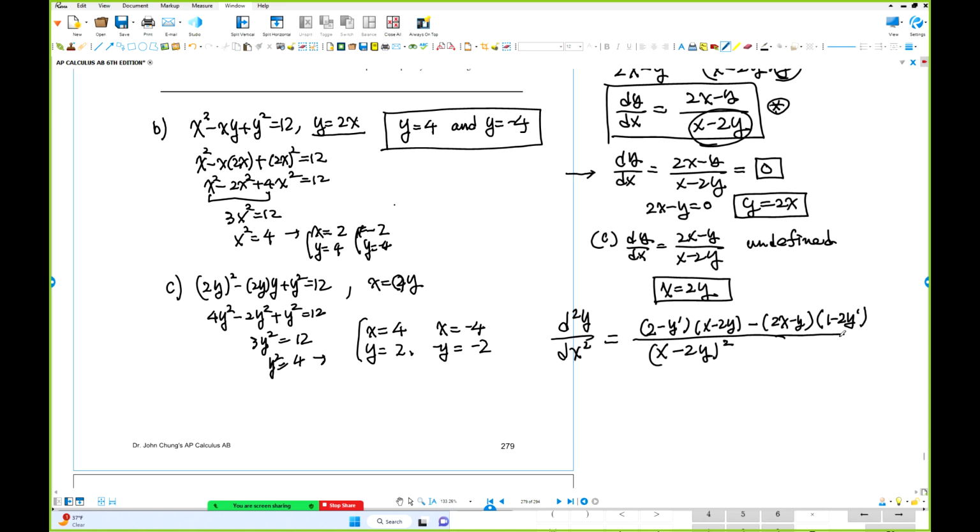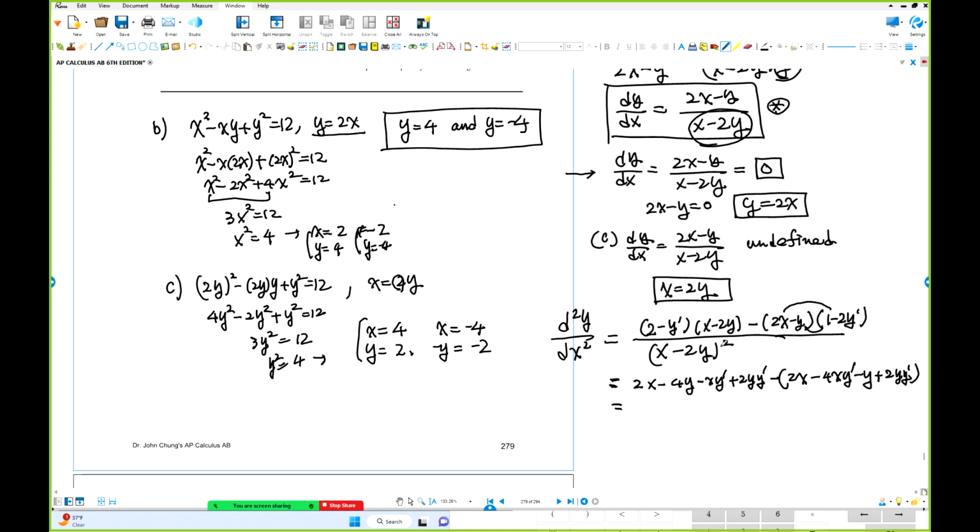So we're going to simplify. A lot of work. 2 times x is 2x. 2 times negative 2y is negative 4y. And negative y prime times x is minus xy prime, and plus 2y y prime. That's the first one. Second one is 2x times 1, which is 2x. And 2x times negative 2y prime is negative 4xy prime. Negative y times 1 is negative y. And minus times minus is plus 2y y prime.